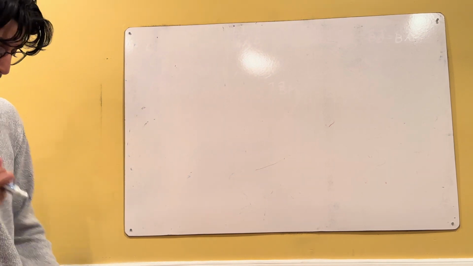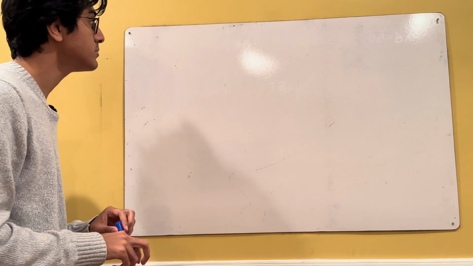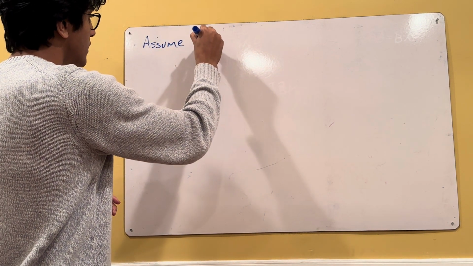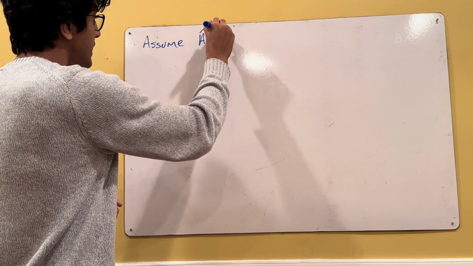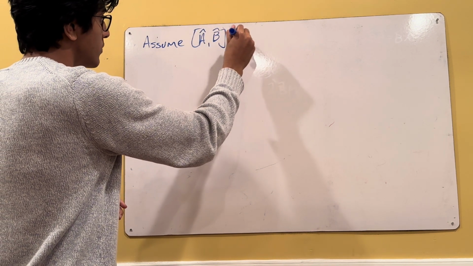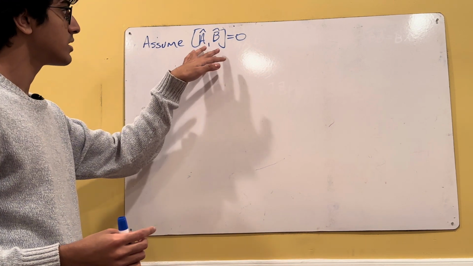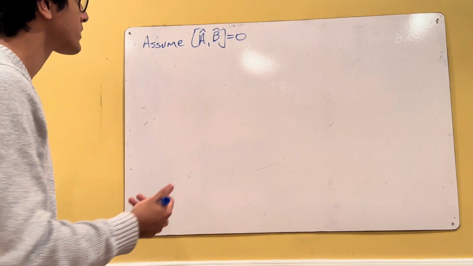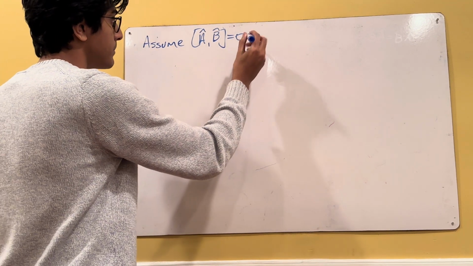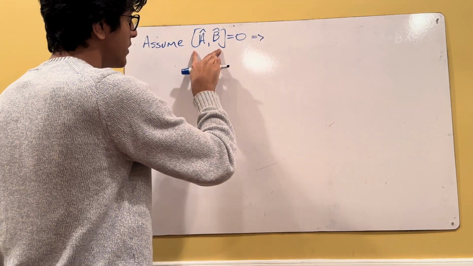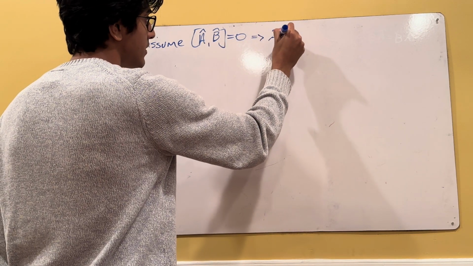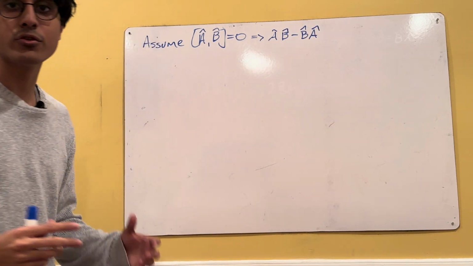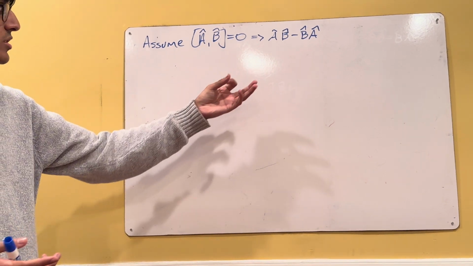First, to do this, we're going to assume A and B commute, which written here is the commutator is equal to 0. It's another way of saying that the two operators, A and B, commute. What is the definition of the commutator? It's AB minus BA. So it's the difference of the two operators switched around.